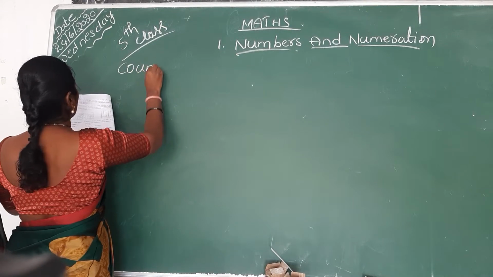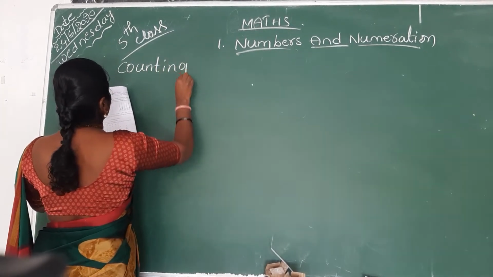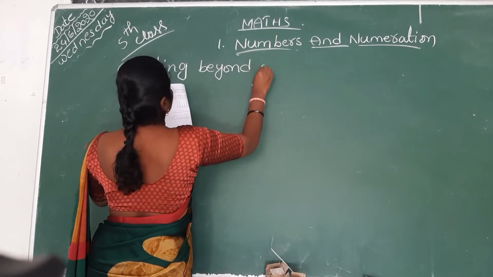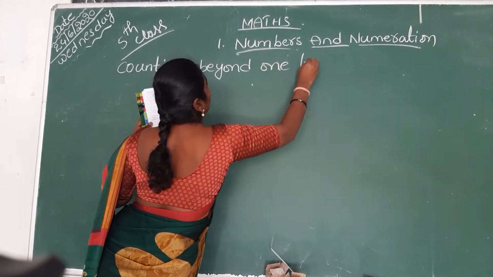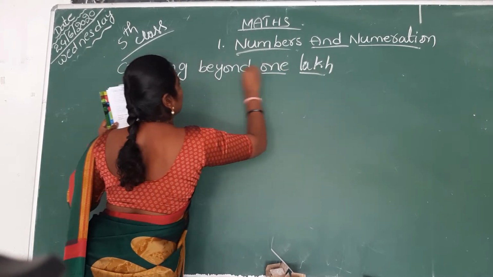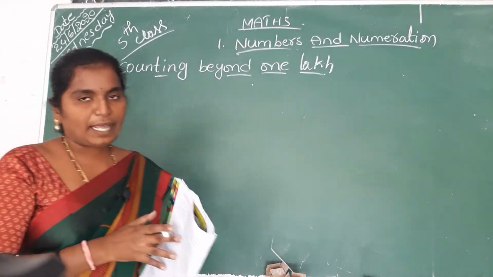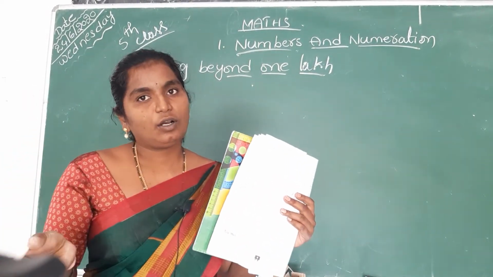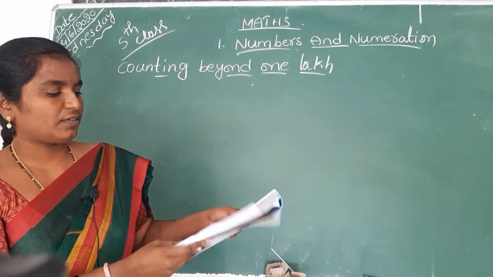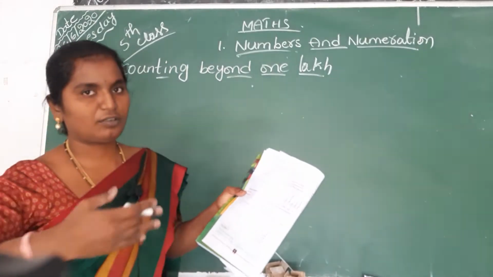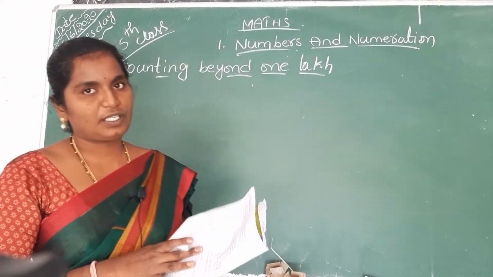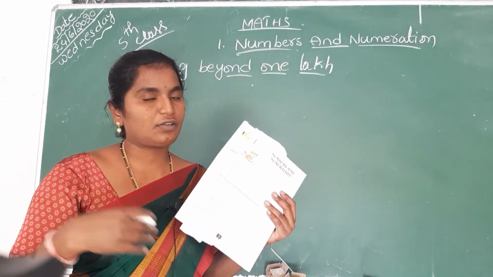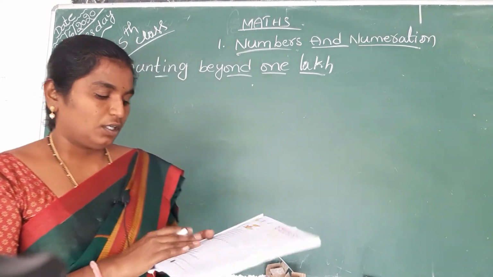How do we count numbers beyond the lakhs place? See, beta, for math you have to keep two notebooks: one for FN, one for homework book. FN means whatever is there in your textbook you have to note down in your FN notebook, and the daily homework that we will send you in the WhatsApp group you have to write in the homework book.